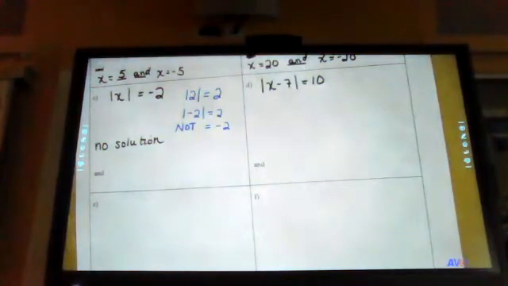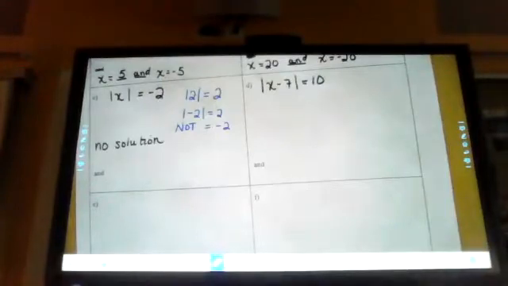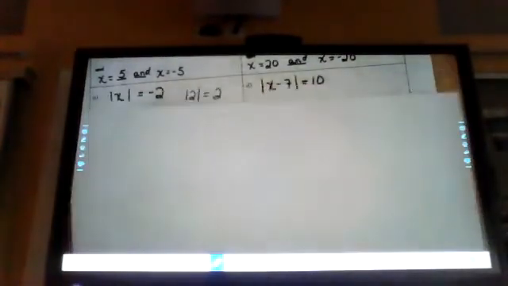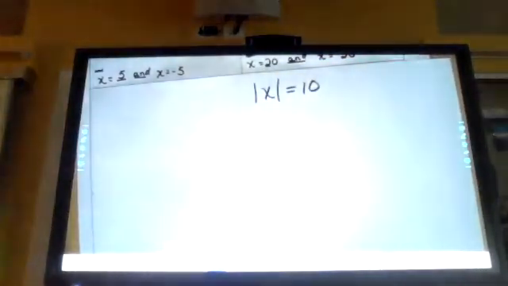And so you have to think about, okay, what's happening here? I need to put something in for X to make this problem work. And so I have to think about what can I substitute in for X so that I get a positive 10. Now, we're just pretending right now that I gave you that problem.